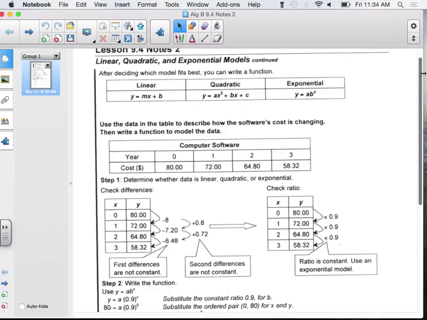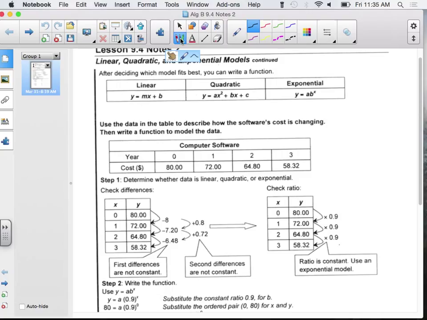Then we go on to exponential. Y equals a times b to the x. What's our a? The first number in the sequence. Our starting value, right? And what's our b? What is our b value for an exponential function? The ratio. Constant ratio, right? So that's what we're multiplying our terms by to get the next one, right?